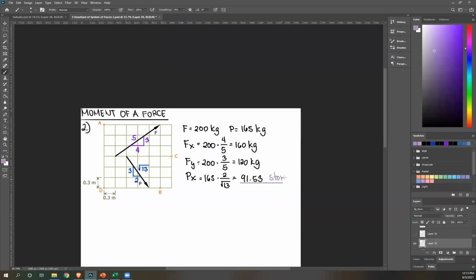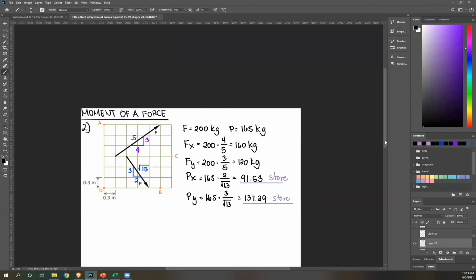Store this for easier retrieval when computing our answers. And same with Py. Once again, you may solve with me so that you can store this value. So it's 165 times, this is vertical, so that's 3 over hypotenuse square root of 13. If you compute for that, you should get 137.20. Yes. And then please store this value for easier retrieval.